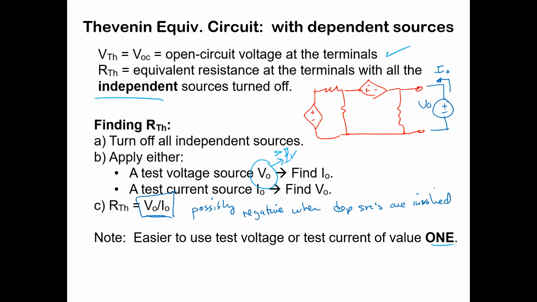If you only have independent sources, it can only be positive. And I remember, I don't think they ever had a negative Thevenin resistance in the whole class, except on the test. So don't freak out if it happens. If you have a negative Thevenin resistance, it could be correct.